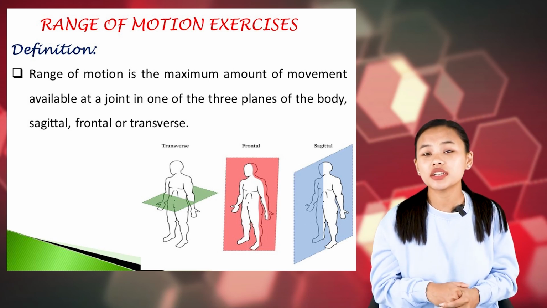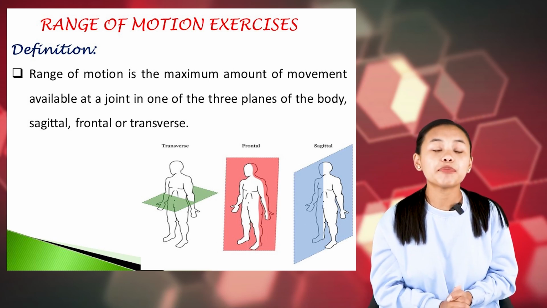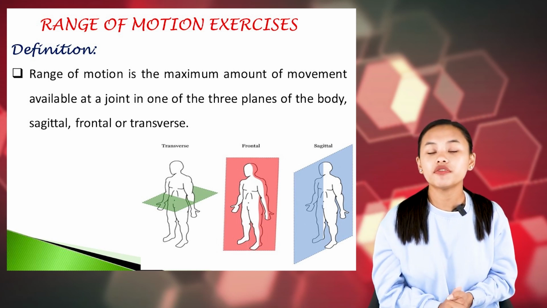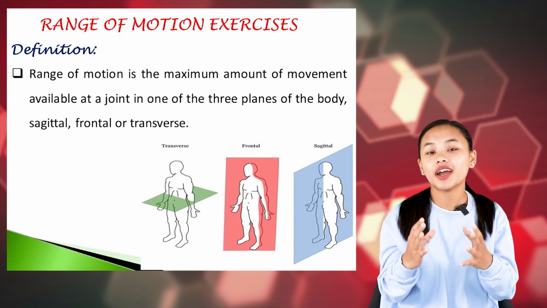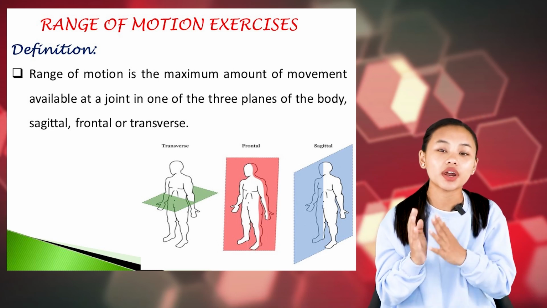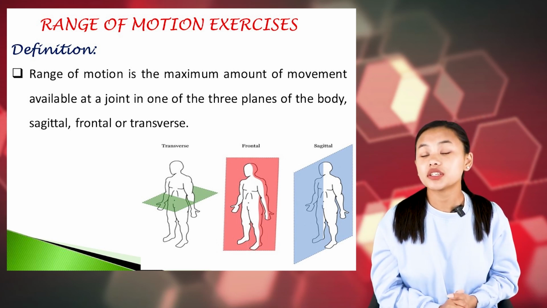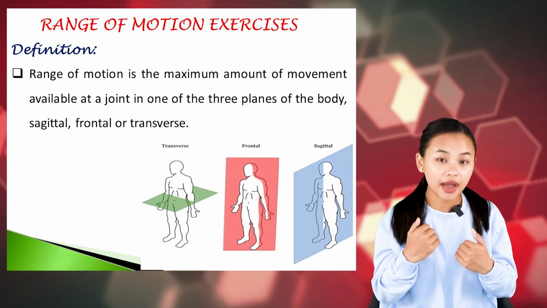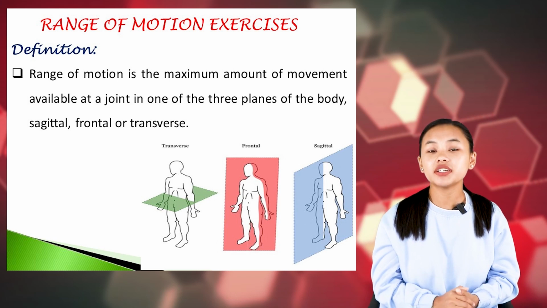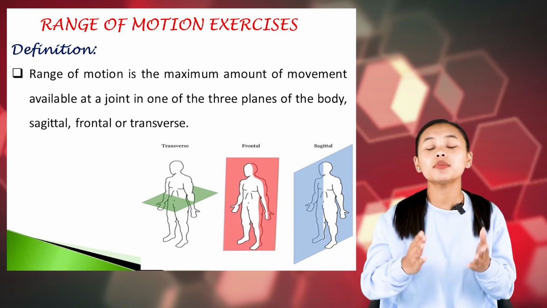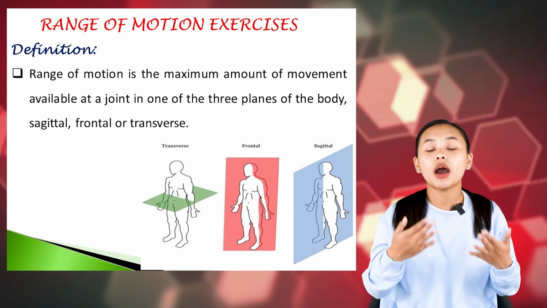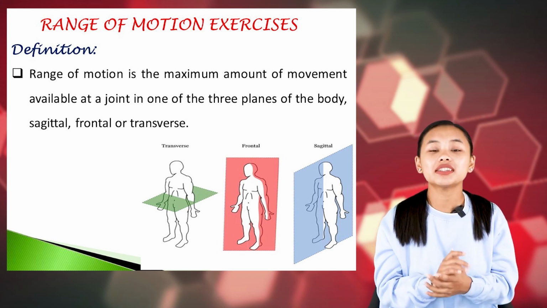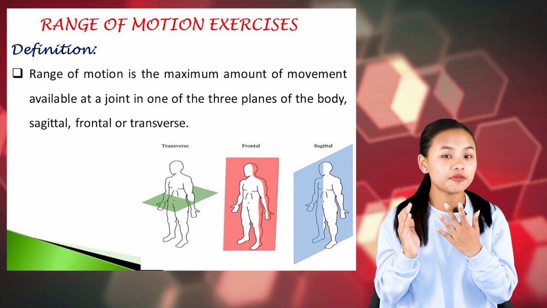So what is the sagittal plane? This is a line that passes through the body from the front to the back, dividing the body from side to side, into left and right sides. Whereas the frontal plane passes through the body dividing it into front and back. Whereas the transverse plane is a horizontal line dividing the body into the upper and the lower portion. As you can see in the picture, these are the three types of plane.